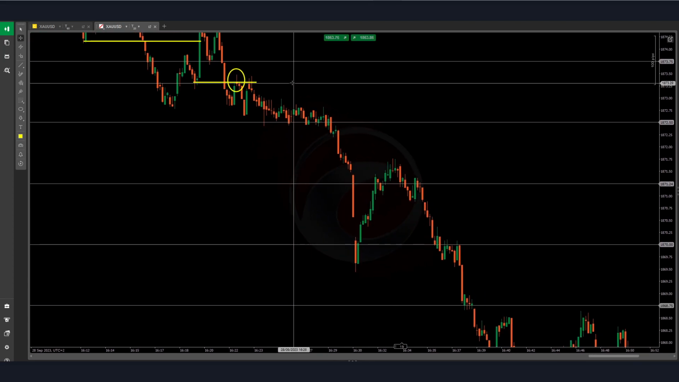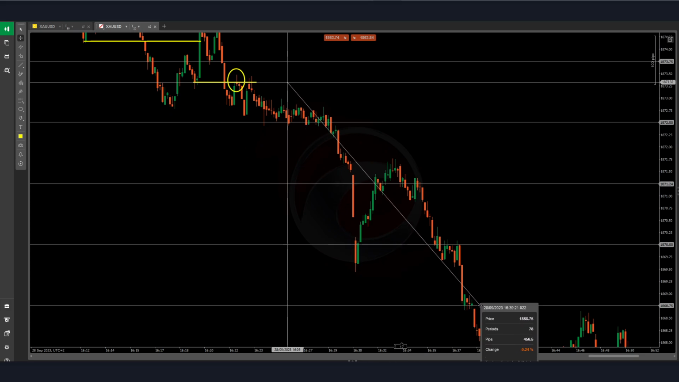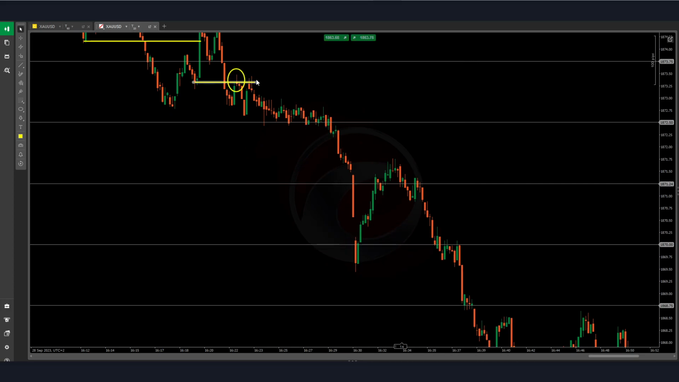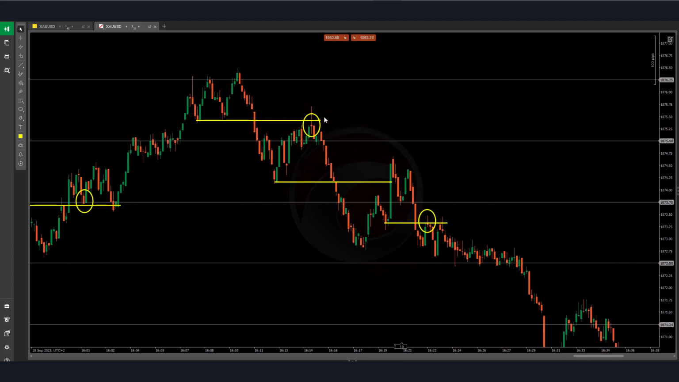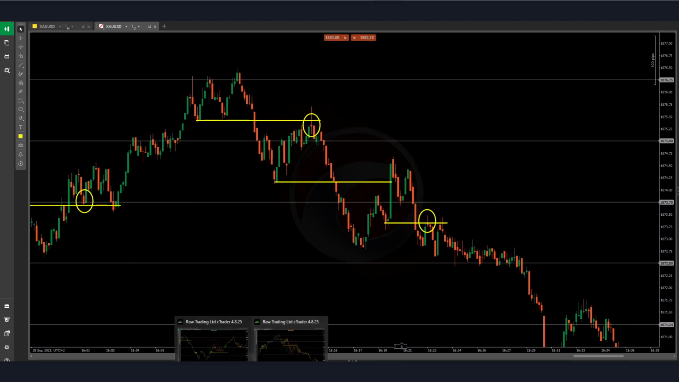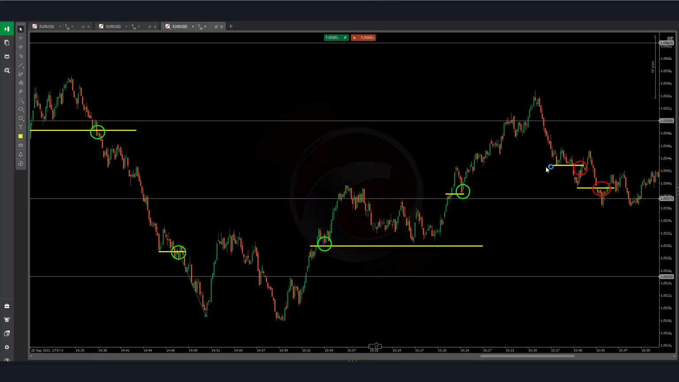Yes, this one will go to like a 45 pip win, but as a scalp, as I'm showing, this would have been more than enough. So for gold, that's it. I wanted to highlight something.